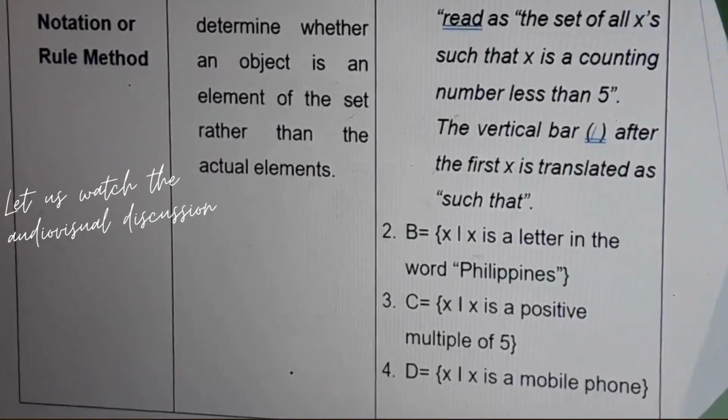Okay. The third one is set builder notation or rule method. This is a method that lists the rules that determine whether an object is an element of the set rather than the actual elements. For example, again in letter A, we are using roster of numbers less than 5.